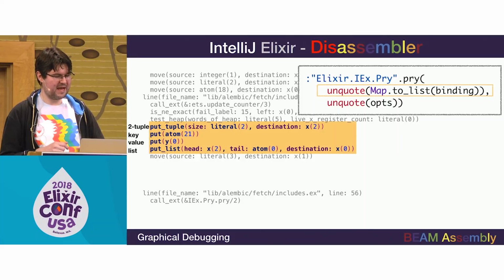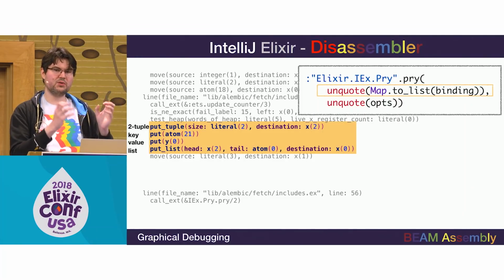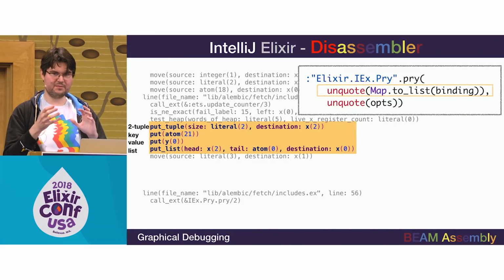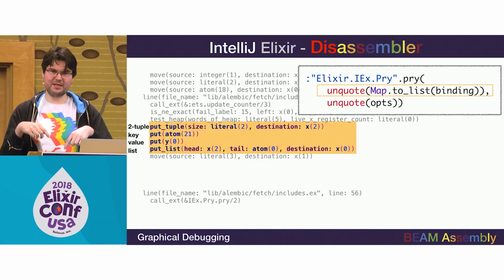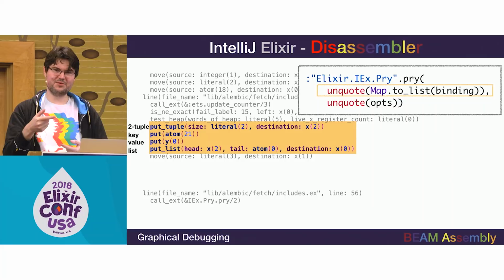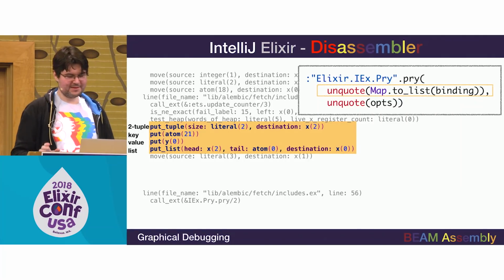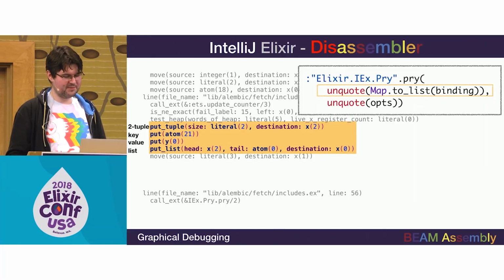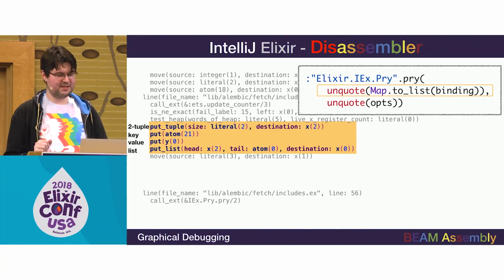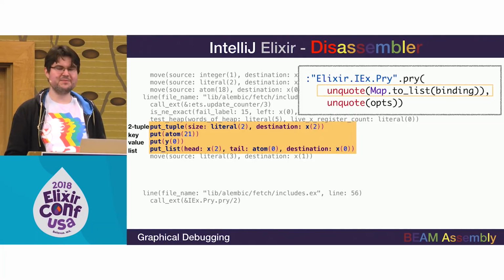Binding is a map that is converted to a list with map to list, but because it happens inside the unquote, this is going to happen at compile time, which, remember, is actually at runtime because you're doing the break at runtime, so it's the compile time of the runtime. The list shows up in the bytecode instead of the map. The bytecode is mapping a 2-tuple with an atom key and puts that into a list, so it's actually making a keyword list.